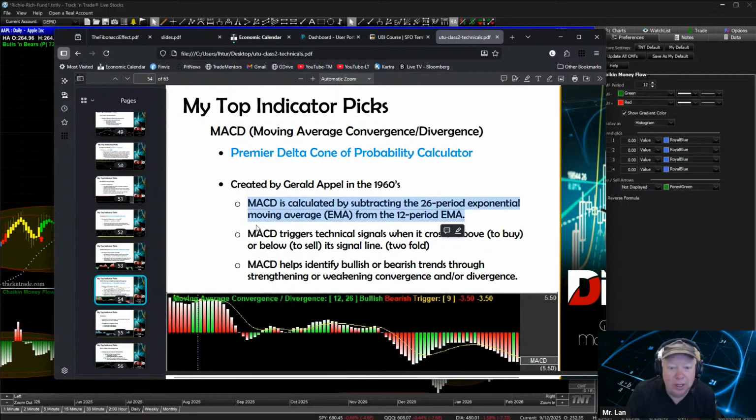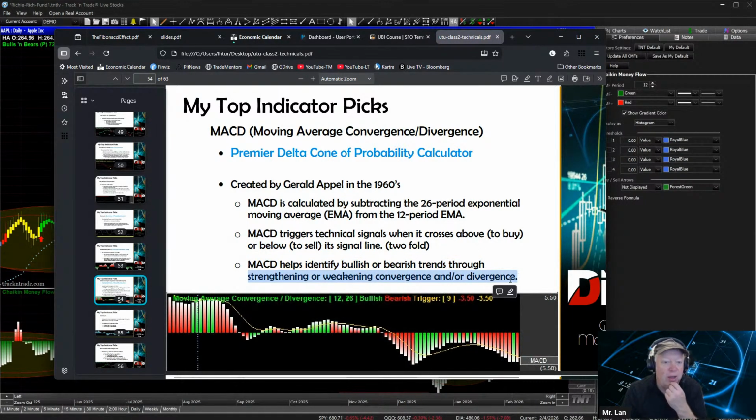All right. So anyway, MACD is calculated by subtracting the 26-period exponential moving average from the 12-period moving average. So really, if you think about it, oscillating indicators that are down in the bottom, there's nothing magic about them. They're just a different way of displaying moving averages. Everything is just basically an average of price. That's all we're doing, just averages of price. MACD triggers technical signals. When it crosses above to the buy side or below to the sell side, it's basically the same thing as the overbought, oversold regions. And then it helps identify bullish and bearish trends through strengths and weaknesses, convergence and divergence.